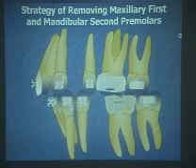Now, one of the strategies they taught us, if they're not going to cooperate, then take out the maxillary first and the mandibular second.